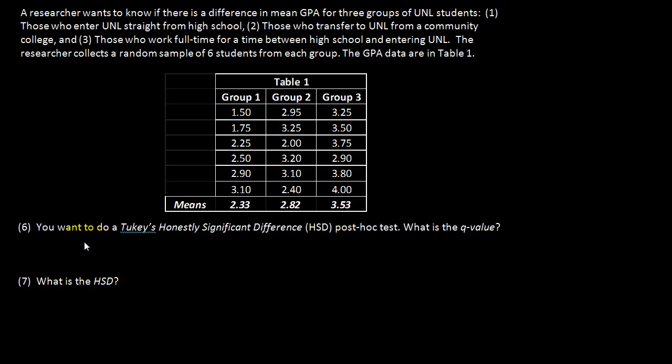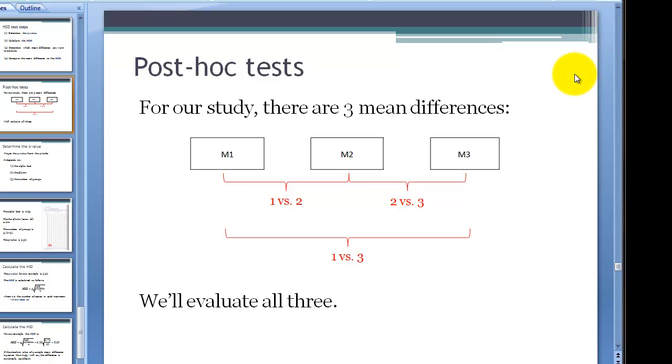Question number 6. You want to do a Tukey's honestly significant difference HSD post hoc test. What is the Q value? What the HSD test is about is that there are 3 groups, right? And we want to compare the mean differences between, for example, these 2 and these 2 and these 2.